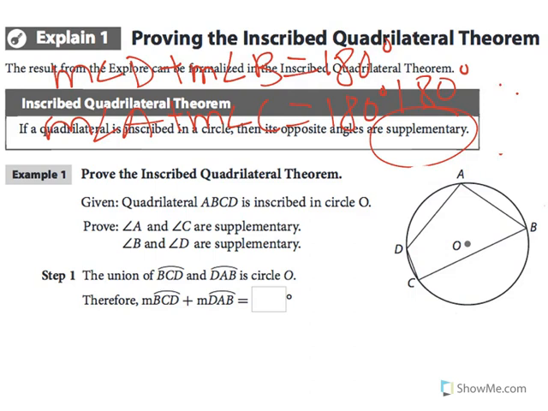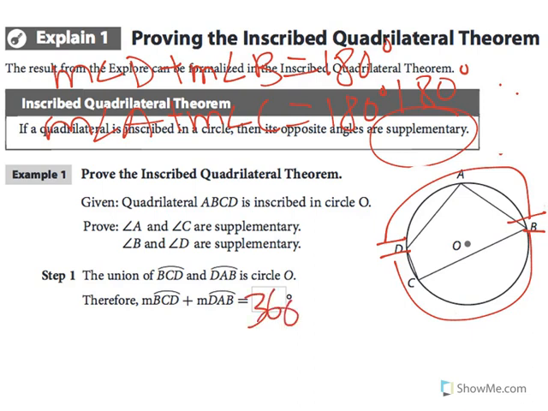So let's prove the inscribed quadrilateral theorem. Given that quadrilateral ABCD is inscribed in a circle O, prove angle A and angle C are supplementary, and angle B and angle D are supplementary. Step 1: the union of arc BCD and arc DAB is the circle. So we're looking for arc BCD. BCD is this arc, and arc DAB is this arc. They form a circle, so the sum of those two is 360 degrees.